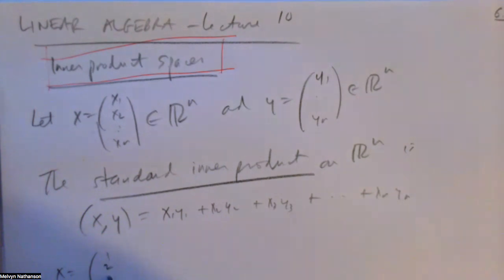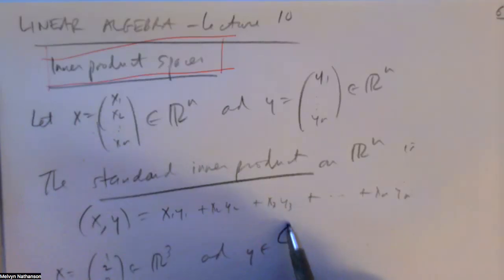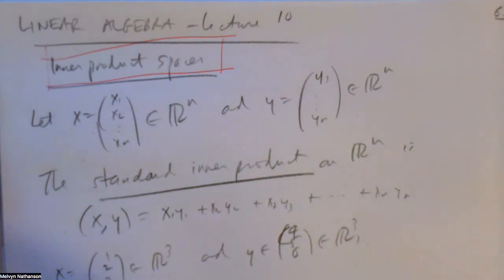So if x is 1, 2, 3 in R3, and y is 4, 5, 6 in R3, then the inner product of x and y is 1 times 4 plus 2 times 5 plus 3 times 6. That's 4 plus 10 is 14 plus 18 is 32, for example. And that's the standard inner product.